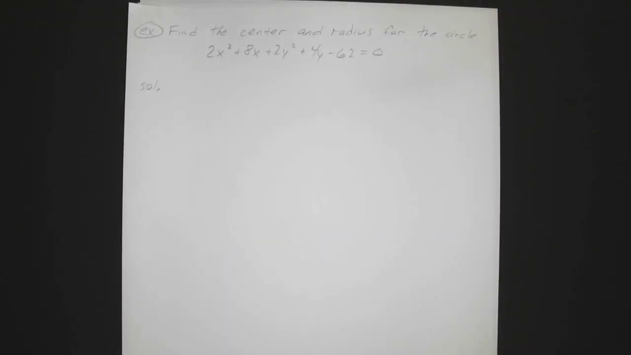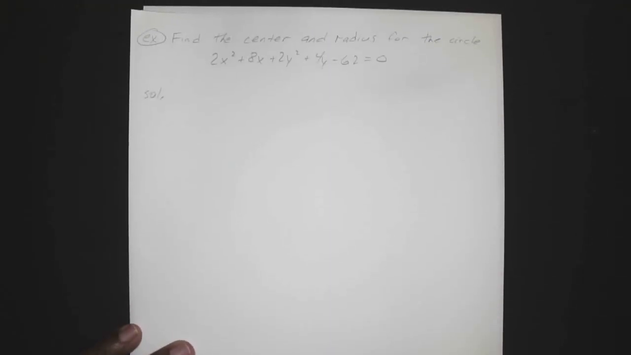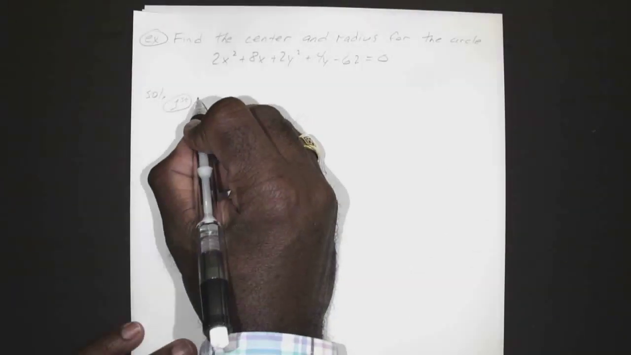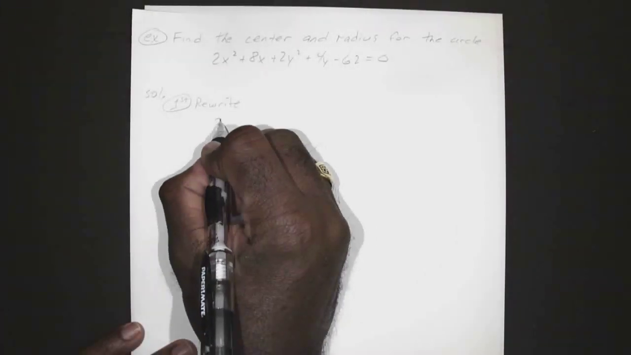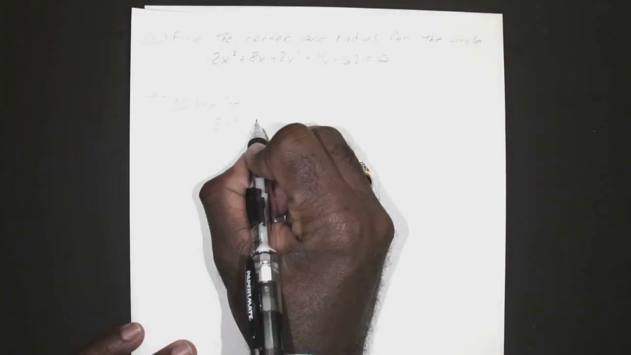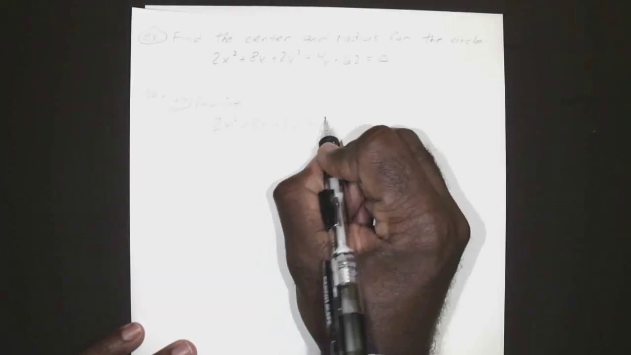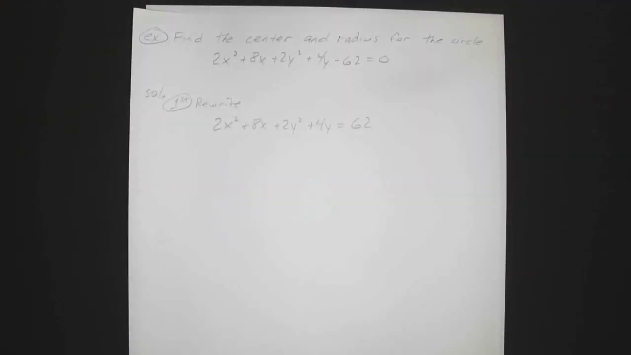So this one, the x terms are already next to each other, so you don't have to shift anything around. The only thing you do have to get rid of is that 62. So you have 2x squared plus 8x plus 2y squared plus 4y equals positive 62 once you add 62 to both sides.